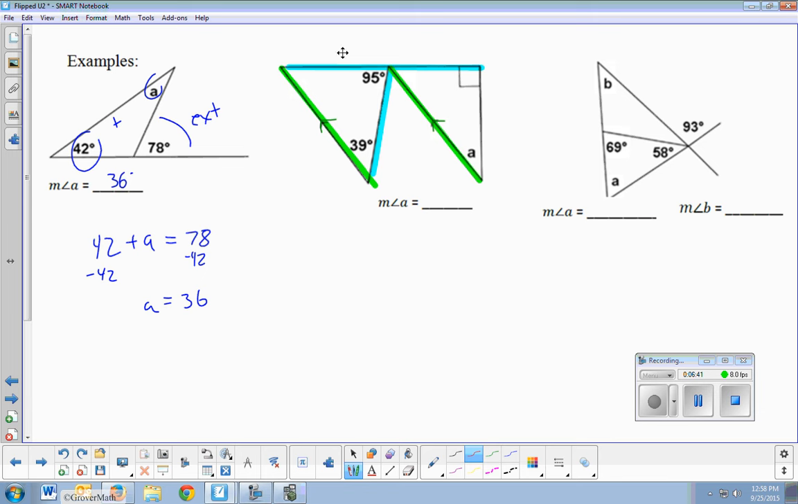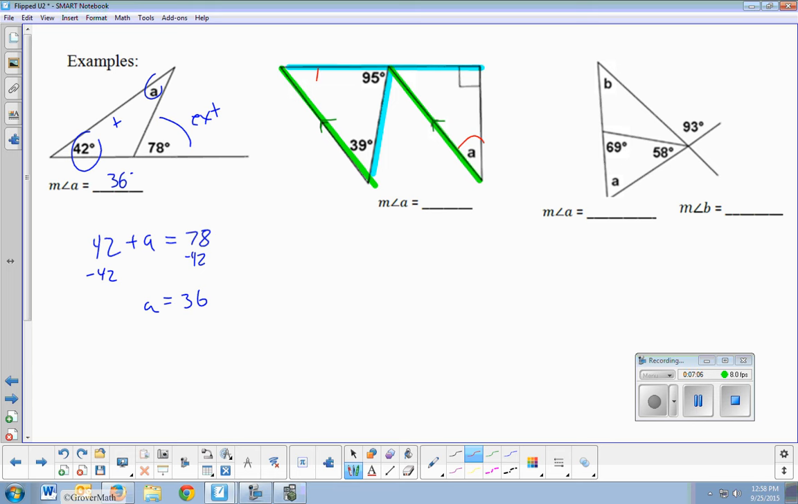But first, we know that the three angles of a triangle add to 180. Now, I'm asked to solve for angle A here. But in some of these problems, you have to take a couple of steps to get to angle A. I might have to find something before I get there. So a good strategy to use when you're really not sure what to do is just find any angle you can.